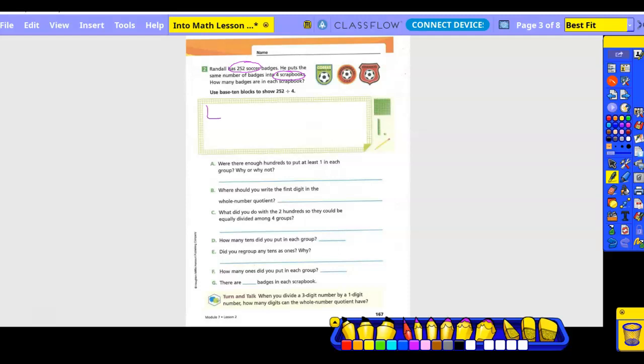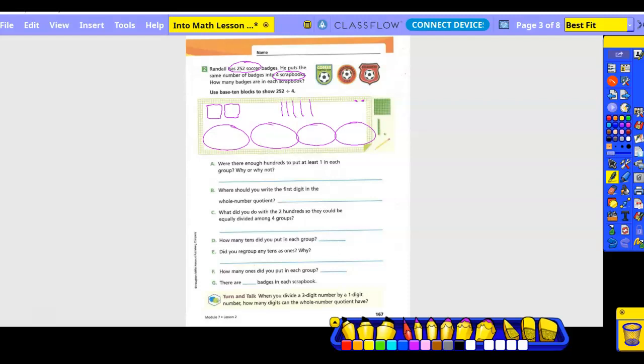2 flats for 200s, right? How many longs? 5. And how many small cubes? 2. How many circles? 4. To represent our 4 scrapbooks, correct? Okay. Now, letter A. Were there enough hundreds to put at least 1 in each group?